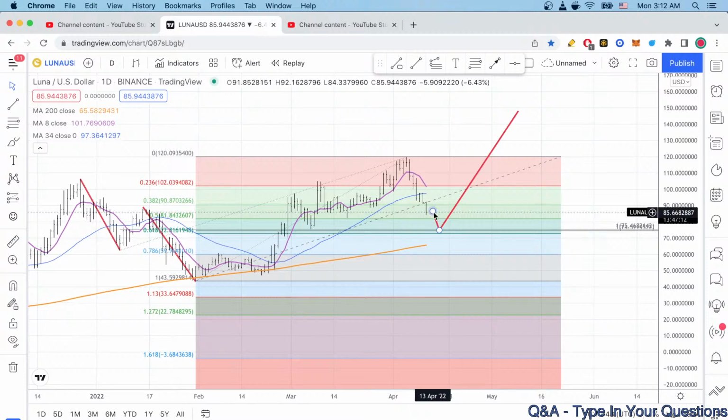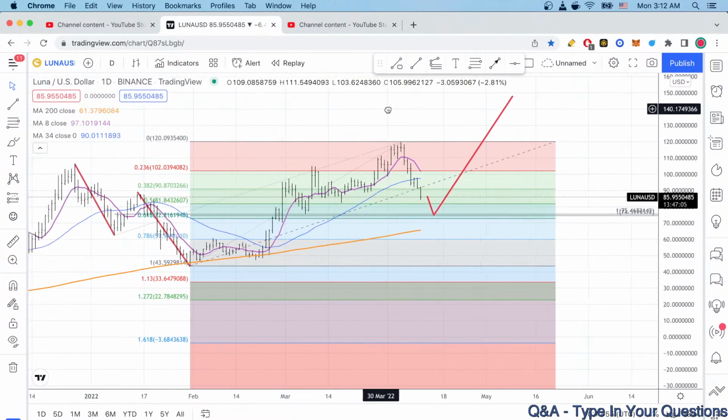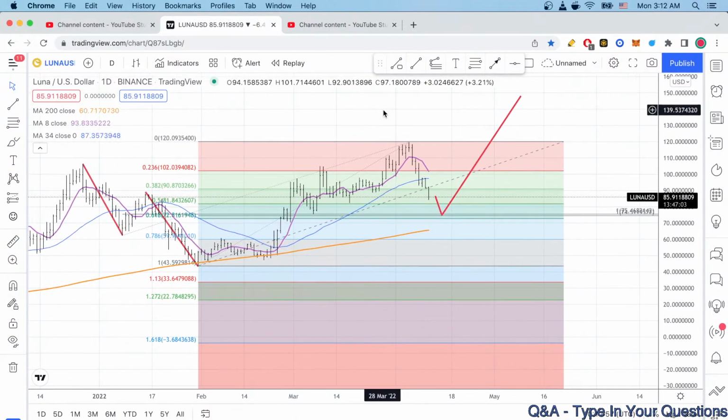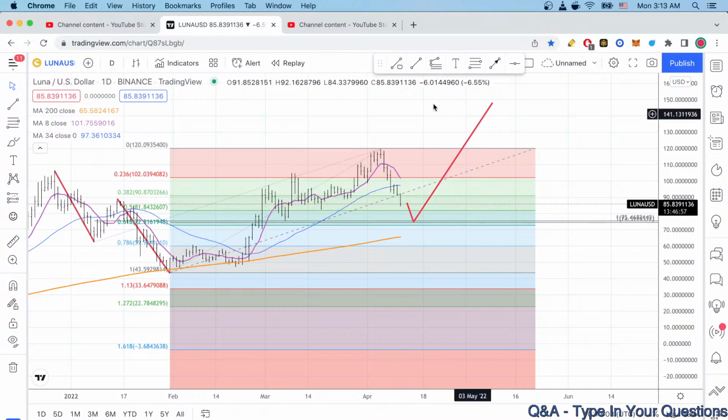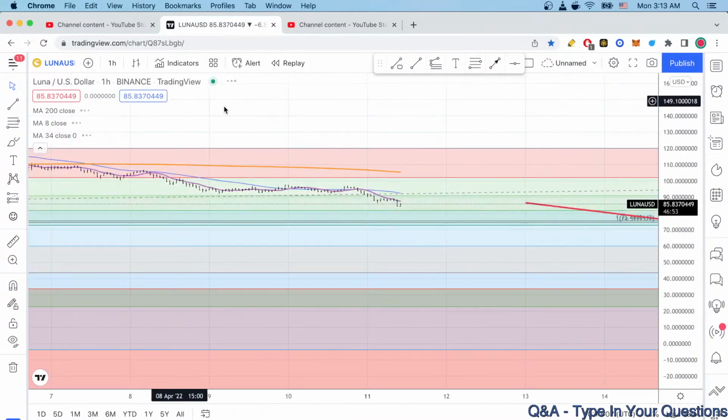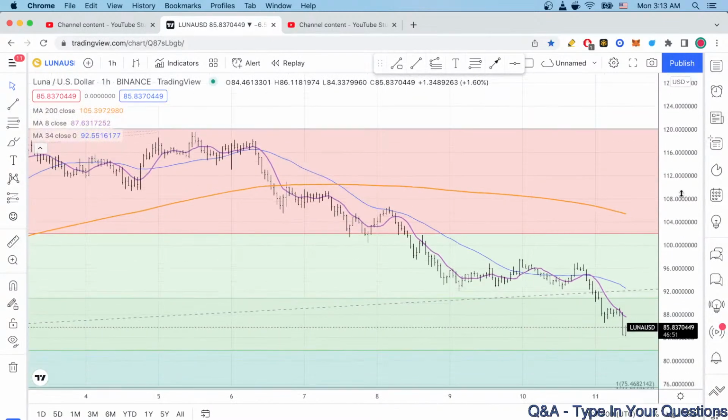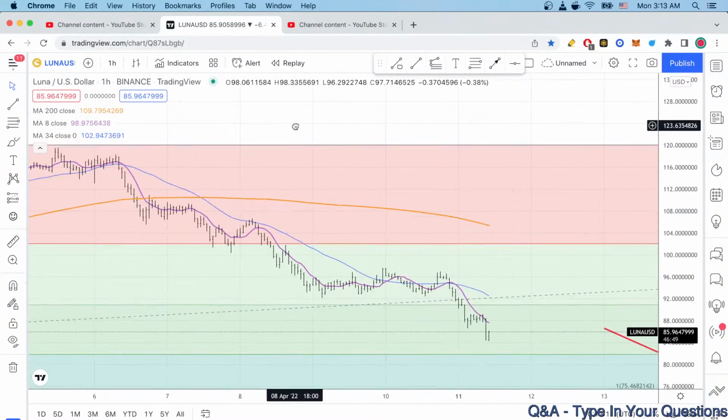Now, if it starts to break below that cluster symmetry support, that means there's nothing for me to do on this chart. I abandon the chart altogether and I find another chart that I like to see, or exhibiting the behavior that I want to see. So that's with Luna. You can see on the hourly chart, we are breaking below that 200 moving average on the hourly chart, which is a series of lower highs and also lower lows.